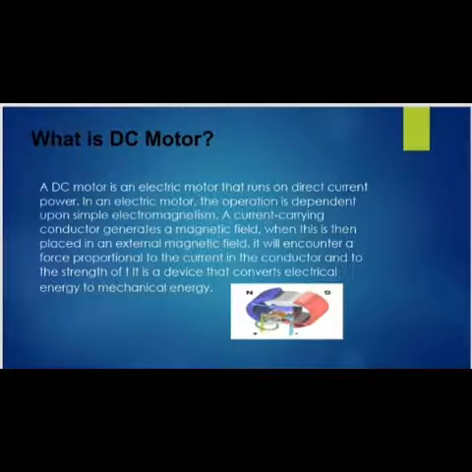What is a DC motor? A DC motor is an electric motor that runs on direct current power. In an electric motor, the operation is dependent upon simple electromagnetism. A current carrying conductor generates a magnetic field. When this is then placed in an external magnetic field, it will encounter a force proportional to the current in the conductor and the strength of the field. It is a device that converts electrical energy to mechanical energy.